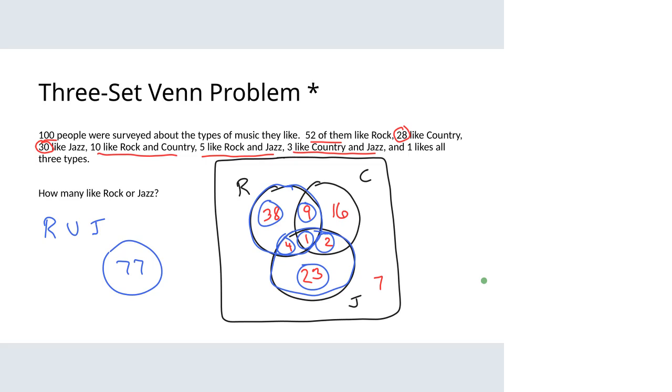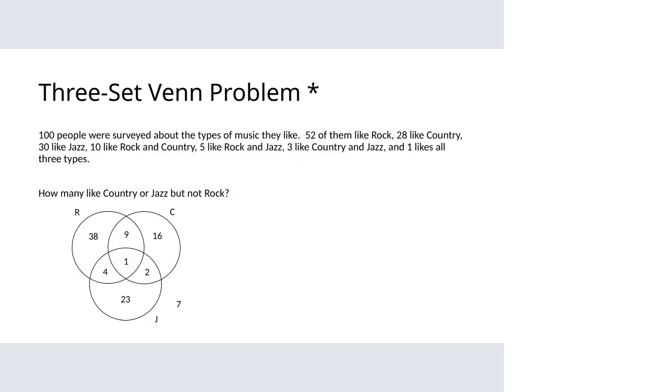Try a couple more questions with this same Venn diagram. So we have the same Venn diagram. We already have it drawn with our rock and our country and our jazz. And this question says, how many like country or jazz, but not rock? So those of you who looked at the last one as saying, but not country, even though it didn't, this time it says country or jazz, but not rock. I'll set up a poll for this.